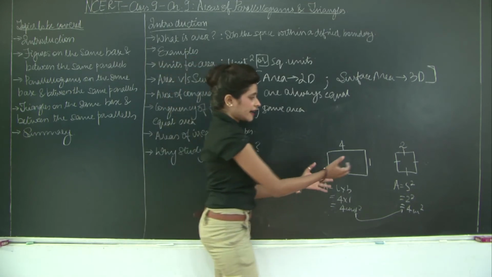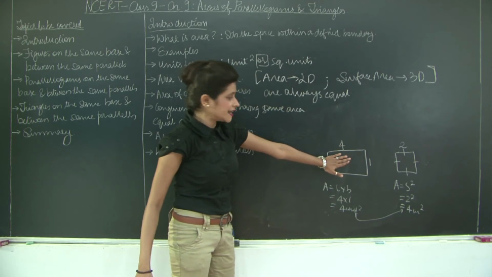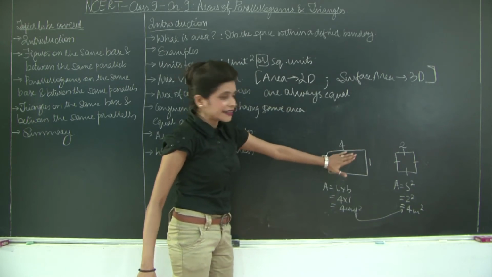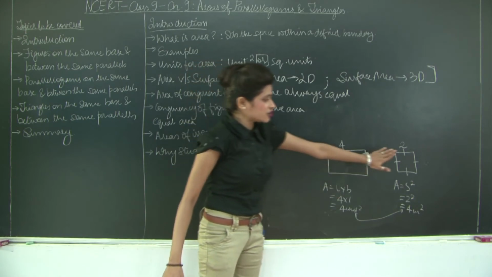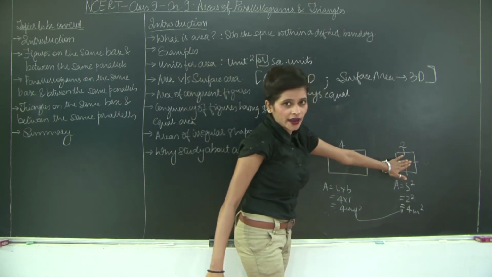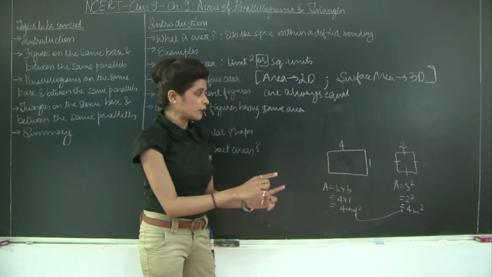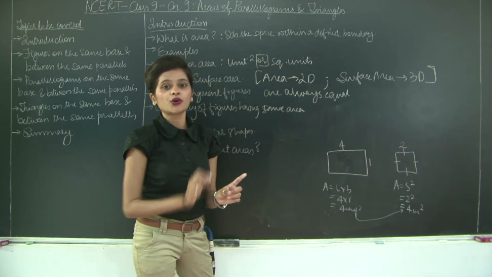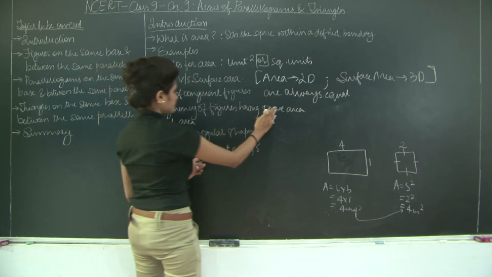Let's see. If you try to place this square on the rectangle, will it completely overlap with the edges of my rectangle and completely hide my rectangle? No. Similarly, my rectangle will not hide the square, right? Because see, the edges are small, but it is not completely superimposing. That is, the edges are not going to overlap with each other. So what can you say about congruency?